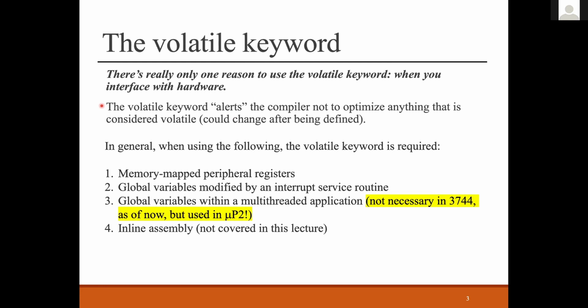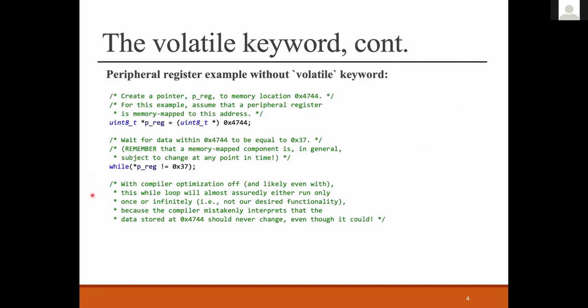There are several different use cases for volatile, the most important of which in our context are the first two, which are memory mapped peripheral registers and global variables modified within an interrupt service routine, which is probably nonsensical right now. We're going to show some examples. The last two are used, if you take microP2, the third is used most likely, and then the fourth, another example. Okay, so jump into example.